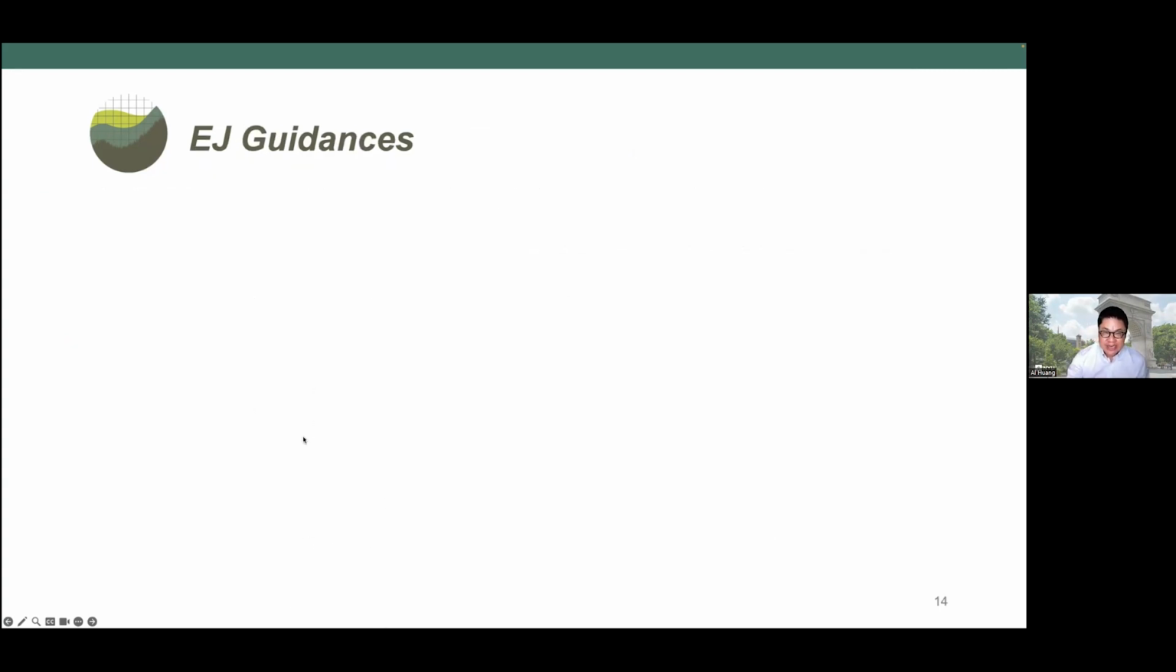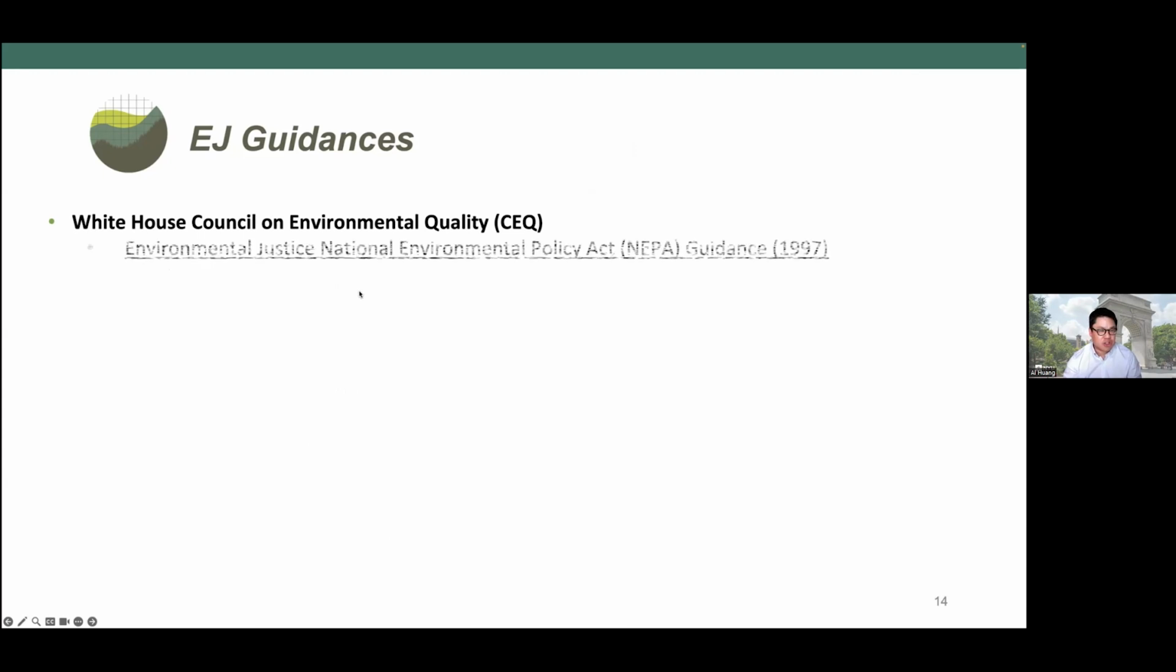I mentioned guidances. There are some key guidances out there. There are many that have EJ as part of them, but I'm just going to highlight three that are quite important. The first one comes from the White House Council on Environmental Quality, which is the office within the White House charged with environmental issues. They issued in 1997, it's rather old, but it's still active, the Environmental Justice National Environmental Policy Act guidance.